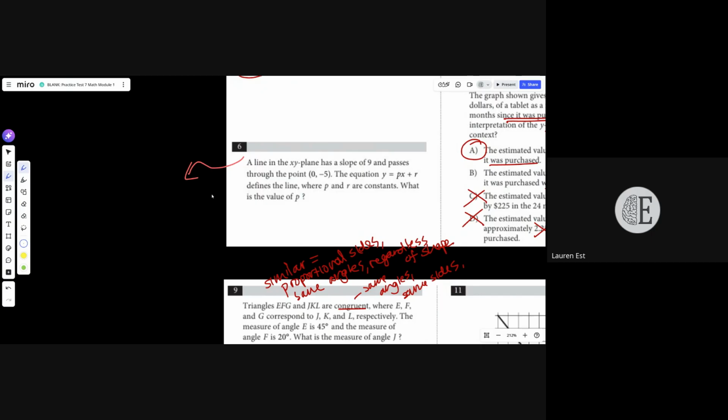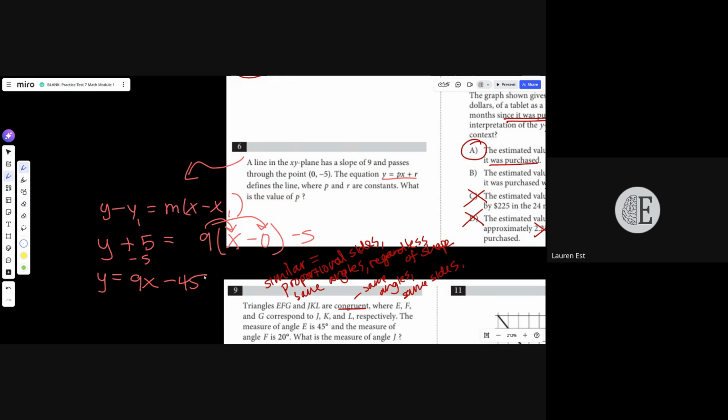A line in the xy-plane has a slope of 9. Oh, easy. y minus y1 equals m times x minus x1. Love that. What a happy accident. This is x. This is my y. y plus 5 is equal to 9 times x minus 0. The equation y equals p. This is just rearranging it into y equals, I'm going to minus 5 over here. I distribute my 9. Sorry, I did this. I'm embarrassed that I missed this. I'm sure that 45. What is the value of p? 9.